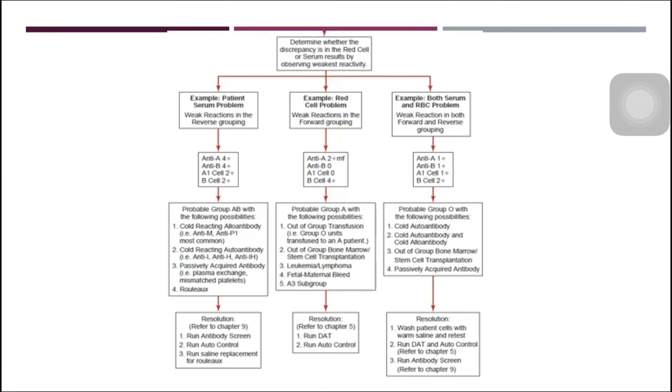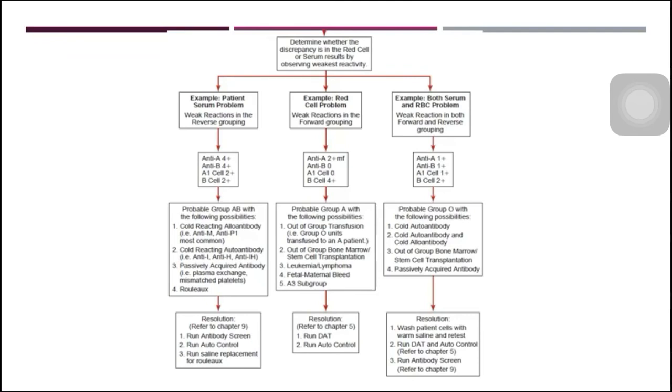Now, paano naman pag ang problem is sa red cell? So, this may be weak reactions po in the forward grouping. For example po, kung mapapansin nyo, that's anti-A, 2+, mixed field. Anti-B, no reaction, A1 cell, no reaction, and for B cell, 4+ po. It's strongly reacted. So, this is probably group A with the following possibilities po. So, out-of-group transfusion. For example, group O units po na transfuse sa A patient. Also, sa leukemia or lymphoma, and fetal maternal bleed.